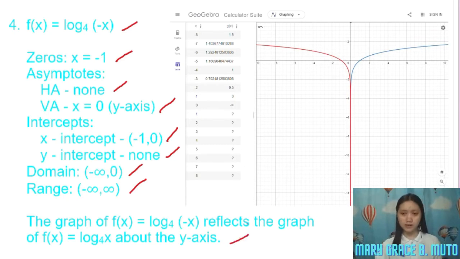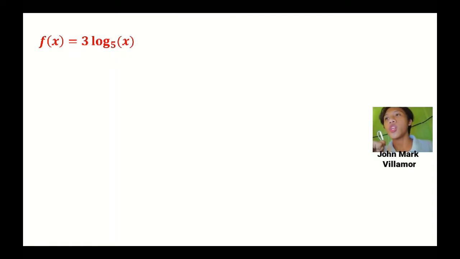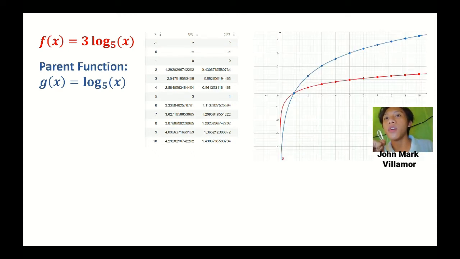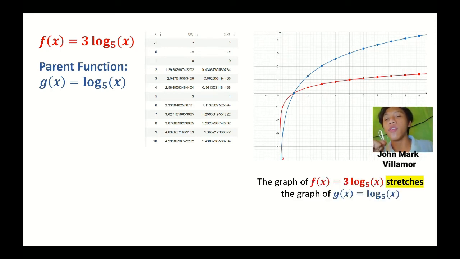So the logarithmic function f of x equals 3 log base 5 of x, and its parent function is g of x equals log base 5 of x, given the table of values of the logarithmic and parent function. And we can see that the graph of the logarithmic function f of x equals 3 log base 5 of x, since the c is greater than 1, which is 3, stretches the graph of the parent function, which is g of x equals log base 5 of x.